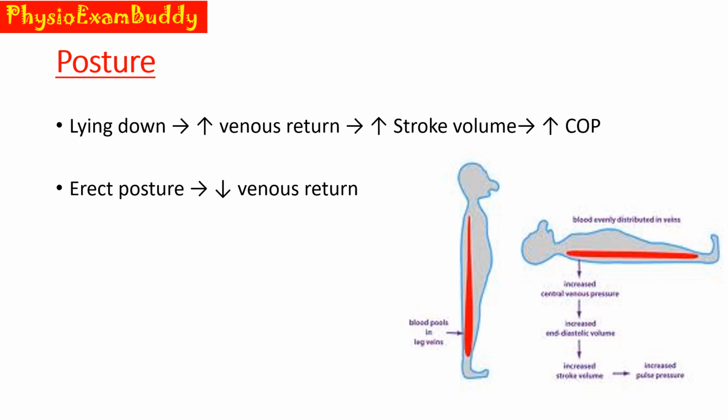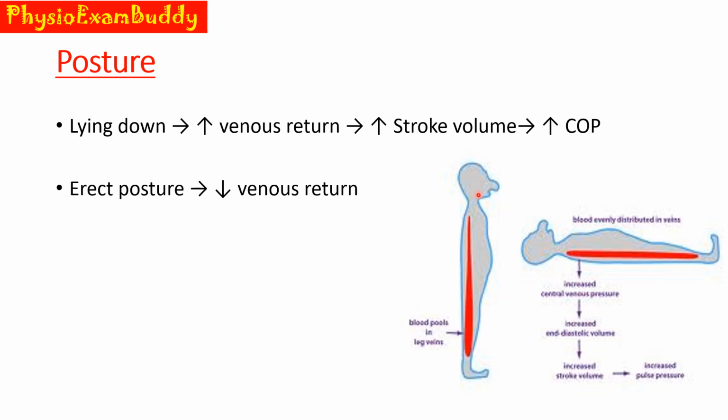And the last factor which affects the venous return is the posture. So you can see here that when a patient lies down, more and more blood is driven into the heart. So there is an increase in the venous return. So again by Frank Starling's law, it will increase the cardiac output.